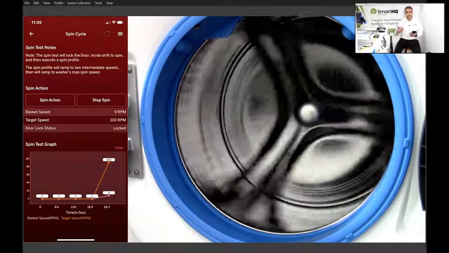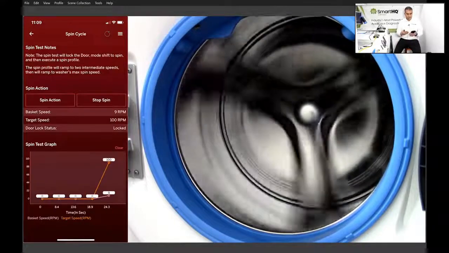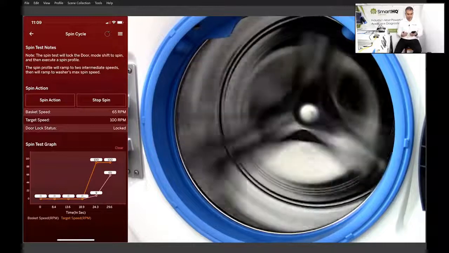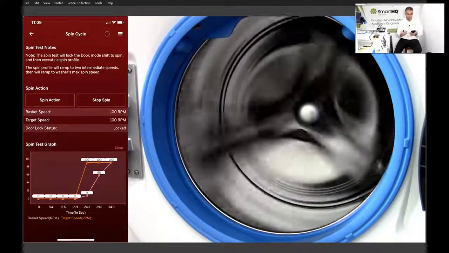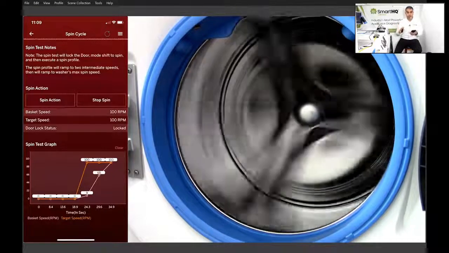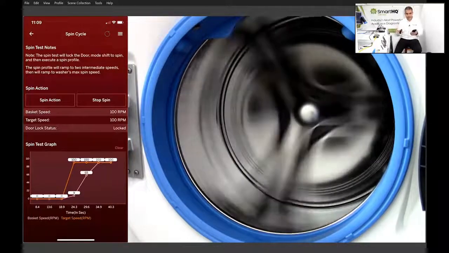Okay. So once this happens, now the basket is going to start to turn slow at first, right? And then it's going to really take off. So right now we can see that the first target speed is 100 RPM. Okay, 100 RPM, no big deal. We're already at 65. It's getting up there. So the first goal that we need to reach is 100. That's according to the test and what's happening here, all right?